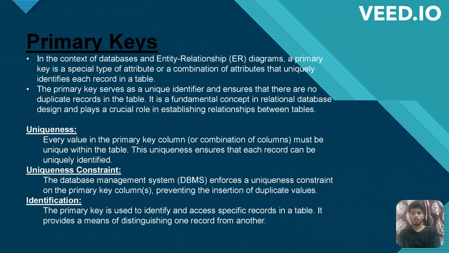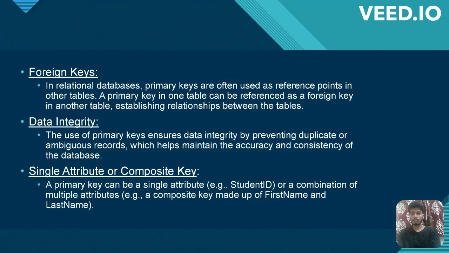This uniqueness ensures that each record can be uniquely identified. Next one is uniqueness constraint. The database management system enforces uniqueness constraint on the primary key columns, preventing the insertion of duplicate values. Identification: the primary key is used to identify and access specific records in a table. It provides a means of distinguishing one record from another.